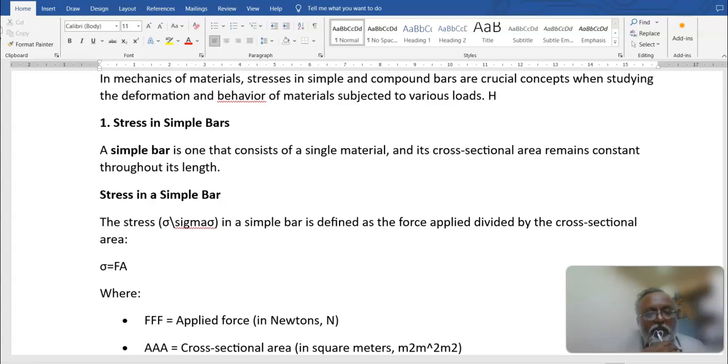A simple bar is one that consists of a single material and its cross-sectional area remains constant throughout its length, whatever may be the length. The stress in a simple bar is defined as the force applied divided by the cross-sectional area. That is, sigma is equal to F by A.